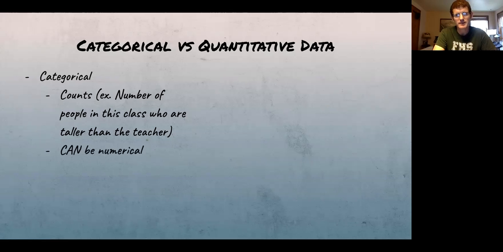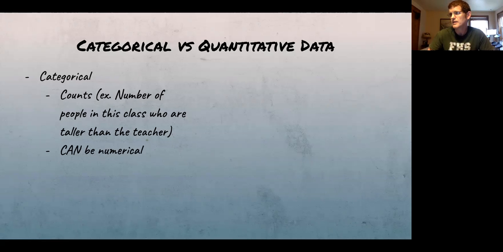Here's where I want to go back to that bell work problem where I asked you how many siblings you had. Normally, number of siblings, what would you call that? Just put it in the chat. Would number of siblings be quantitative or categorical? A lot of you are saying categorical right now. And there we go, there's quantitative.